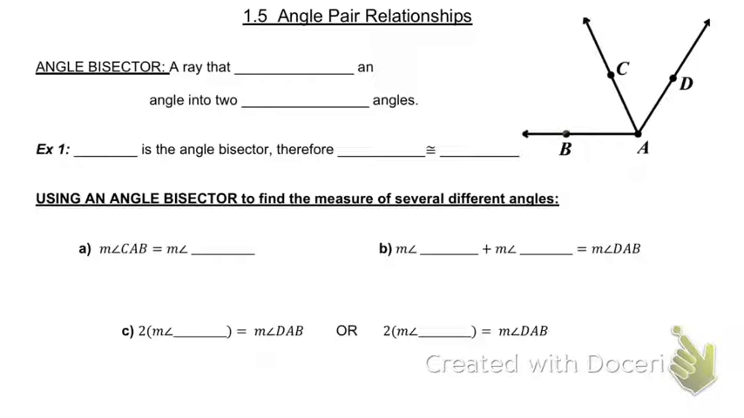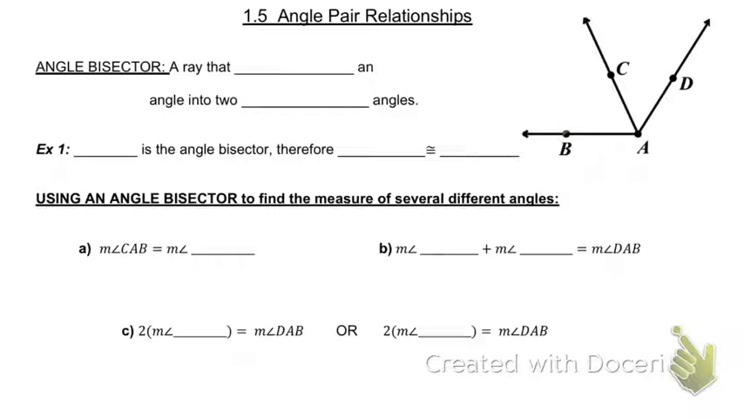But today we're going to be doing section 1.5. So our objective, if you look over the sideboard real quick, is SWBA: students will be able to classify and use angle pair relationships. So we're first going to talk about an angle bisector. We had segment bisectors a couple sections ago, and it's something that cut a segment in half.